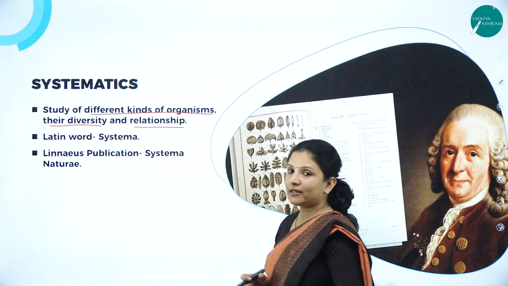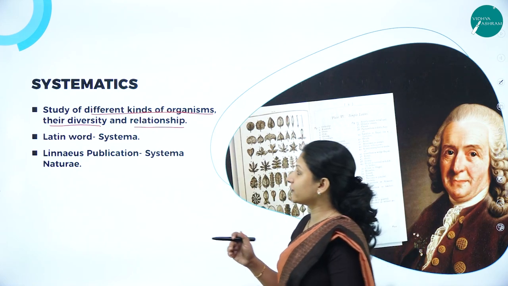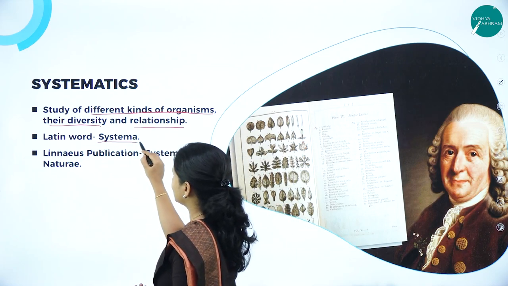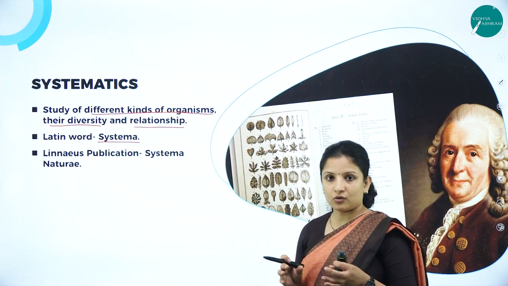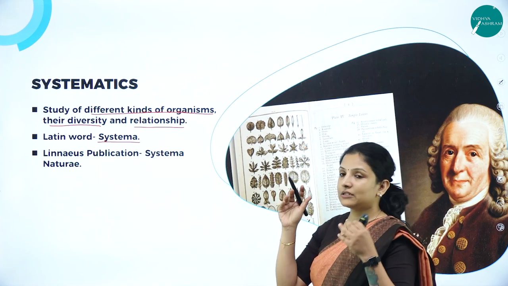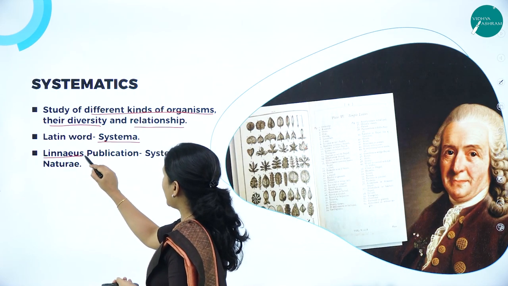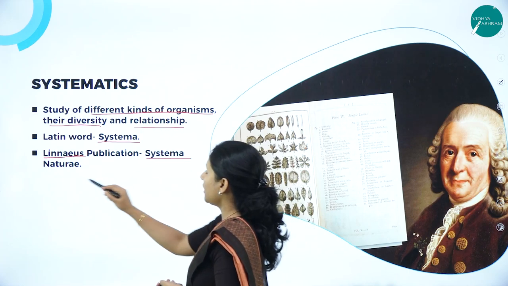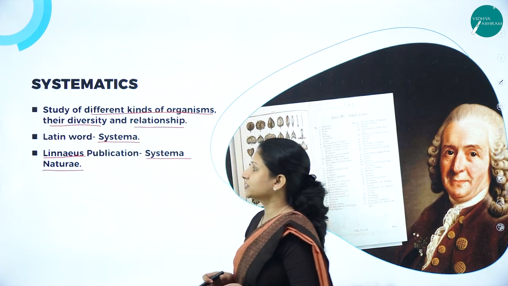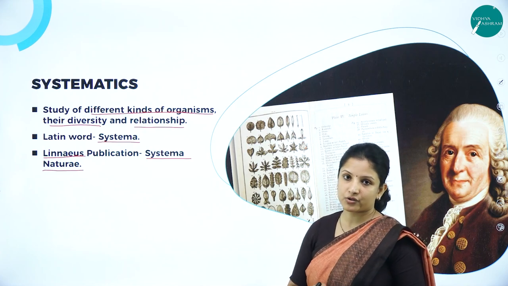So this word systematics was derived from the Latin word systema, and a book was written based on the different kinds of organisms by Carolus Linnaeus, and it is called Systema Naturae. So Linnaeus was the publisher of the Systema Naturae book.